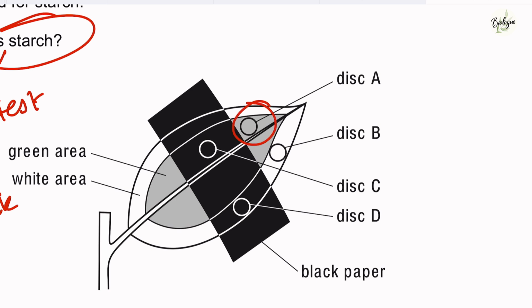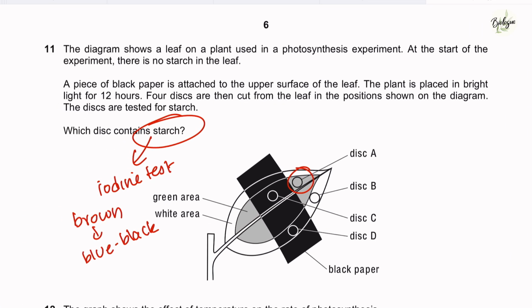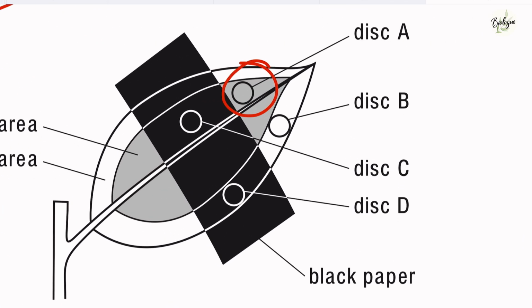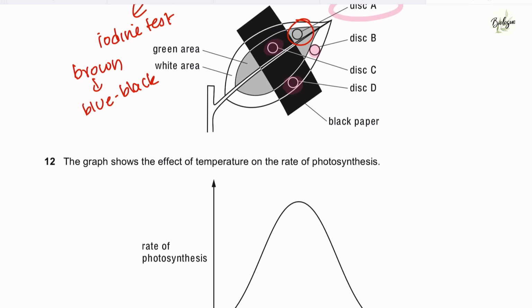All right. So it does look like disc A is what the answer will be, because that's the only circle that's on the green area. If you look at this, it is not on the green area, that's a white portion. These two are on the black surfaces, so they do not absorb any light that is required for the process of photosynthesis. So disc A becomes the natural correct answer.